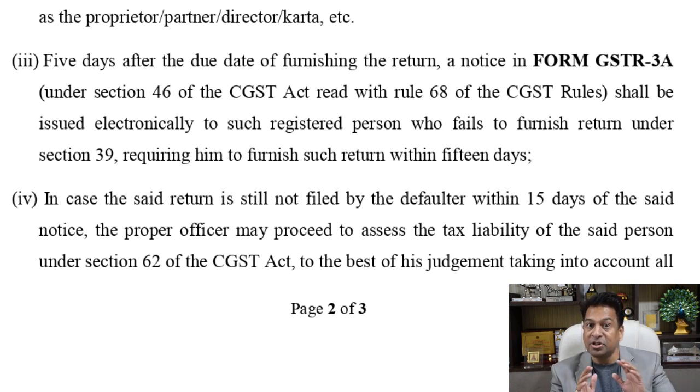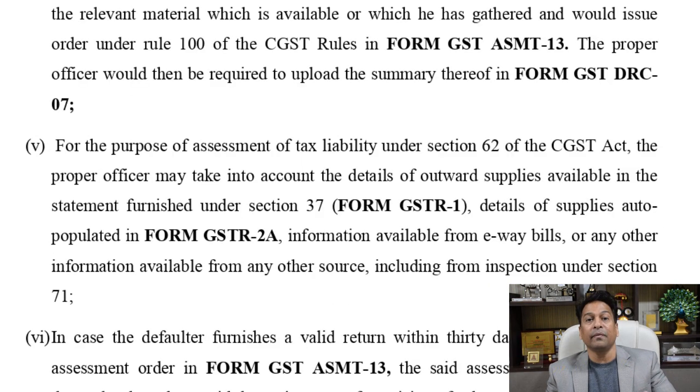Now what is this best judgment assessment? In case you have not filed the return under Section 39, as I said, or 44 or 45, as we are saying, a best judgment order can be passed by a proper officer on the basis of his best judgment on the data he has gathered or the information he got. And what could be the data he has gathered or the information?